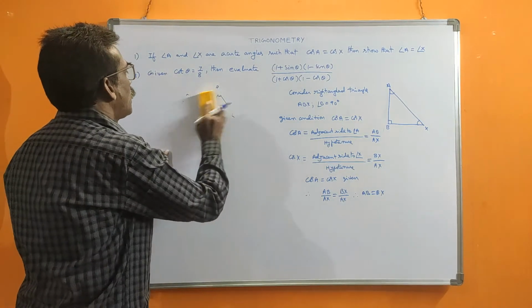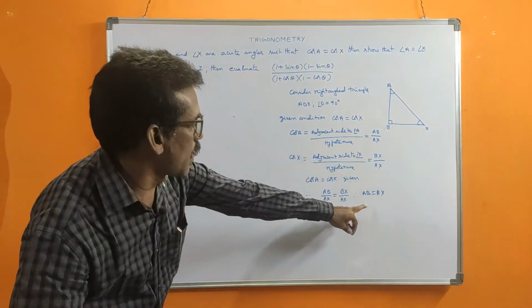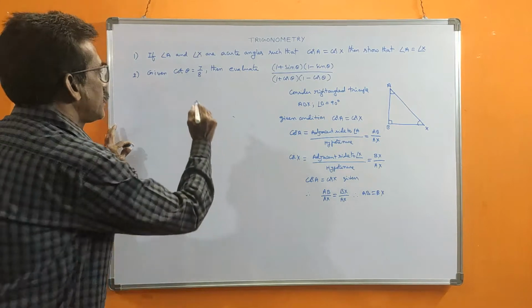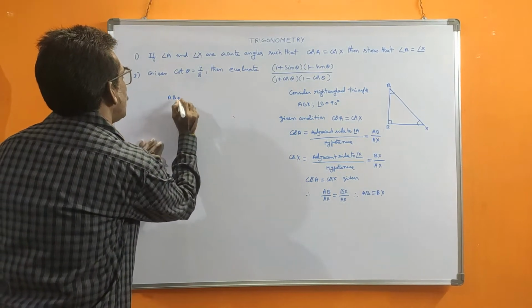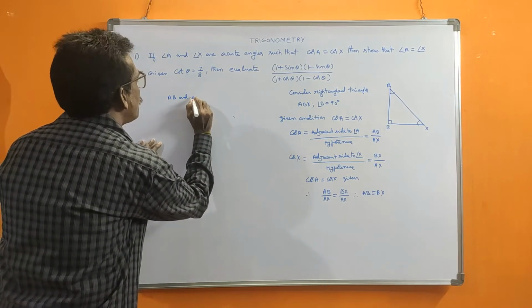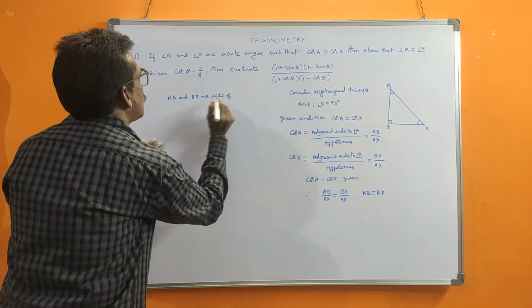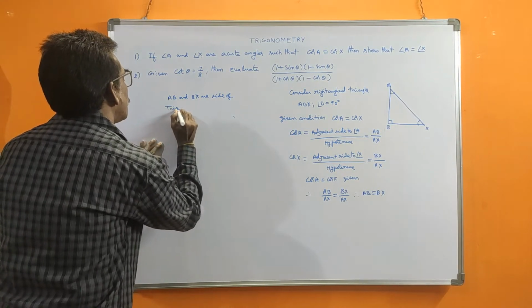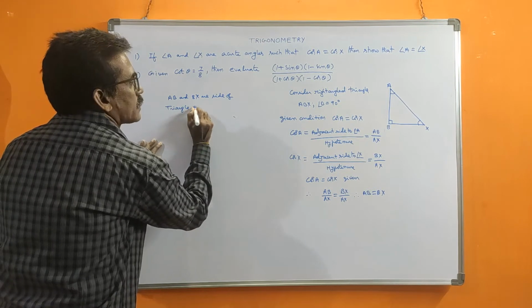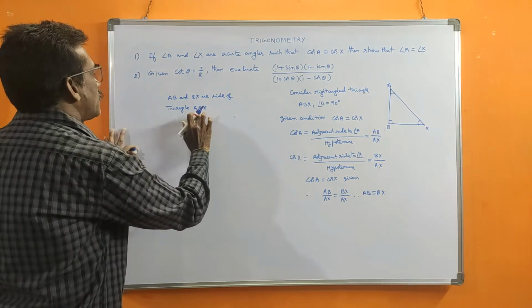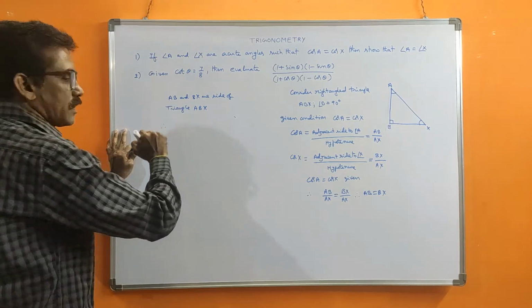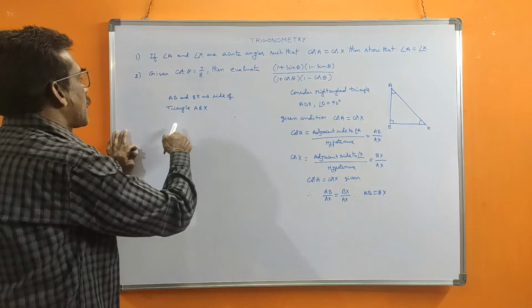So now, these two are sides of a triangle. AB and BX are sides of triangle ABX. So in a triangle two sides are equal. Therefore, according to that theorem, their opposite angles are equal.